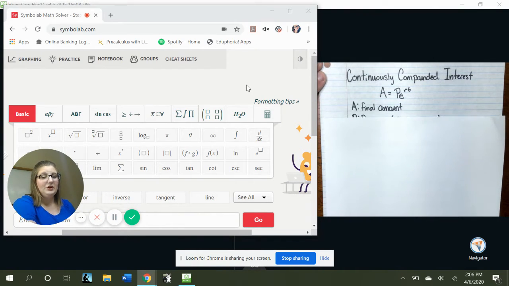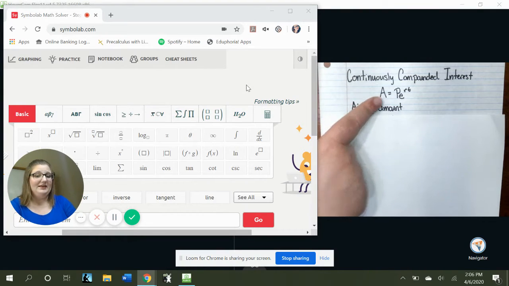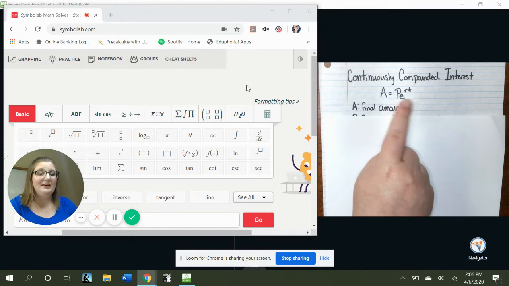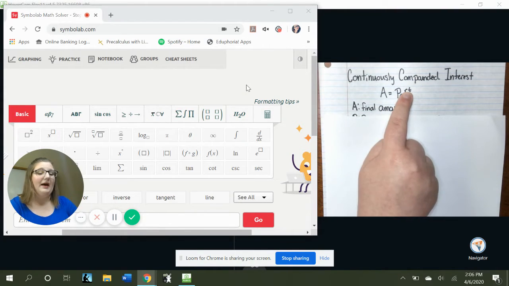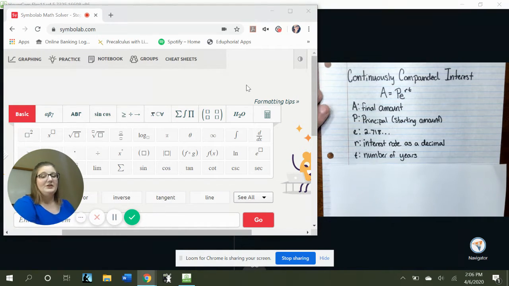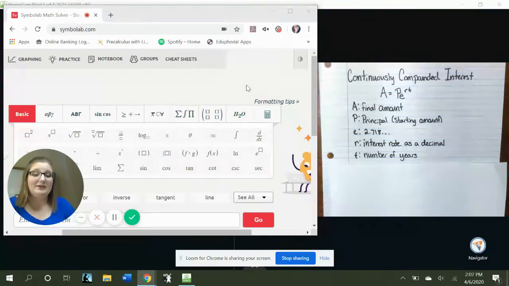All right, so in this formula, we have A equals PE to the RT. So A equals P times E to the power of R times T. And so we've got all these variables that we need to define. So first of all, A in our formula is the final amount. So if you take out a loan, A is going to be the final amount. So it's how much money you're going to have to pay back at the end. Or if you make an investment, A is the final amount of money that you're going to get at the very end after you've invested that money for however long you want.